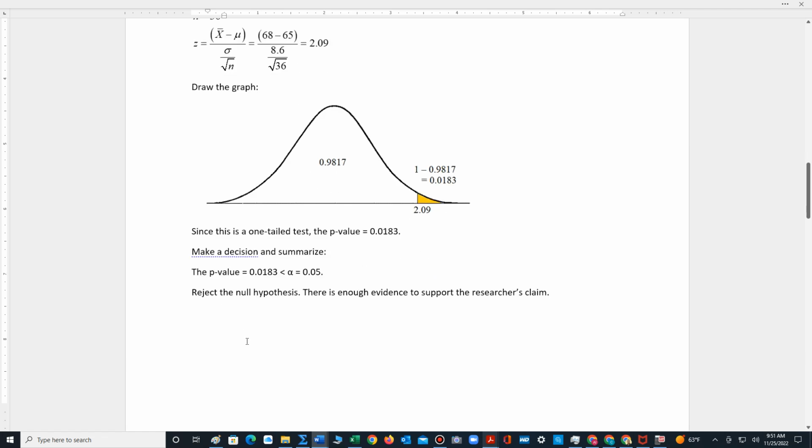Now, to make our decision, we have to compare the p-value to alpha. If the p-value is less than alpha, which it is in this case, we reject the null hypothesis. And then we summarize there is enough evidence to support the researcher's claim.